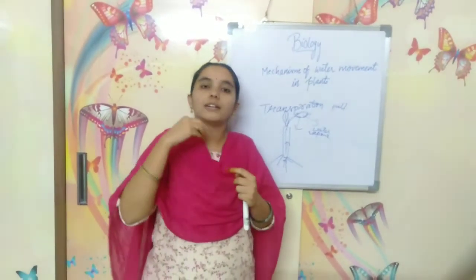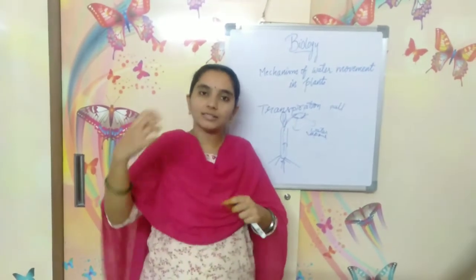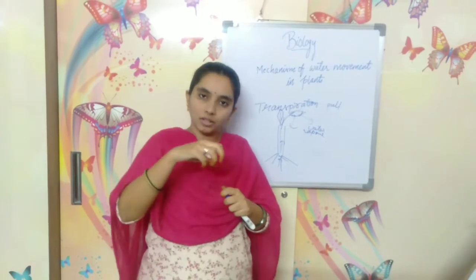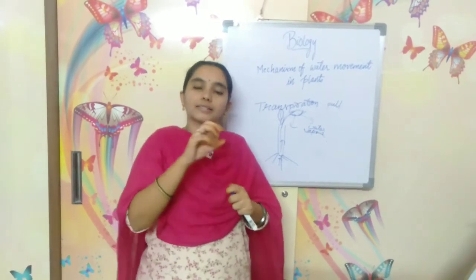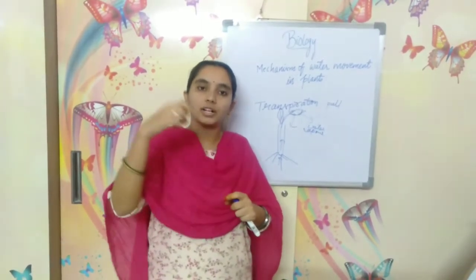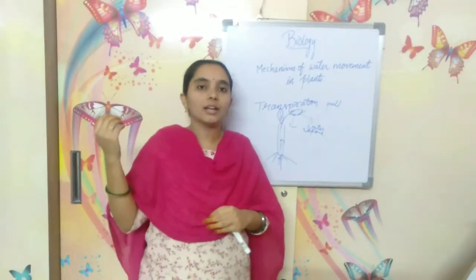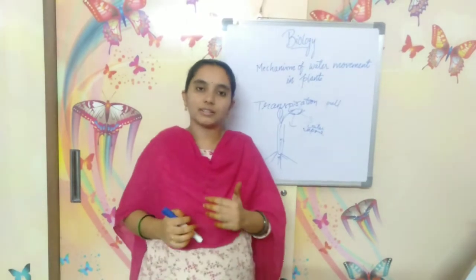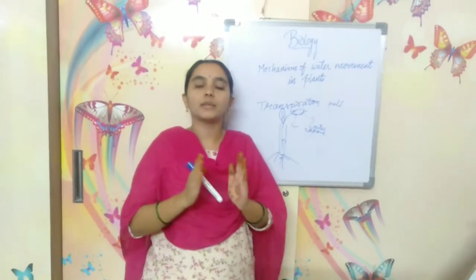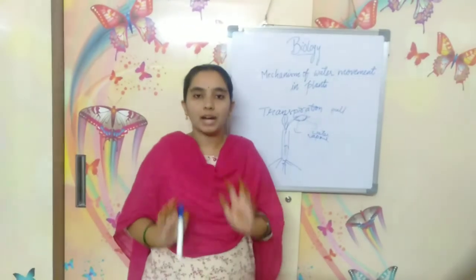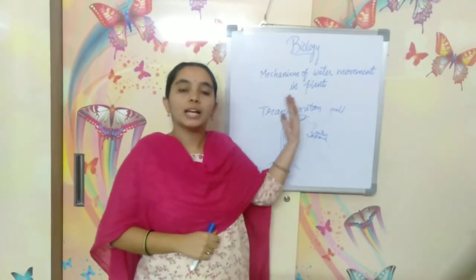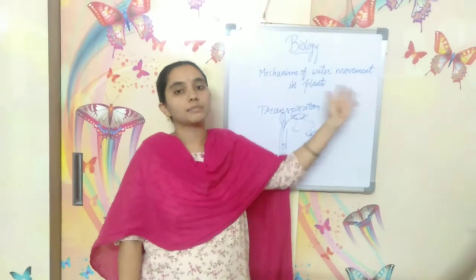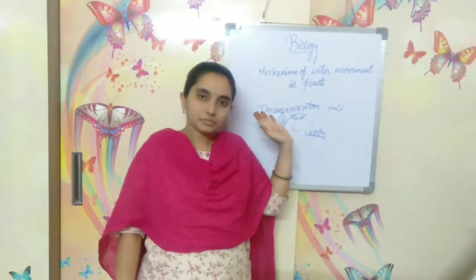When transpiration occurs, there is a pull acting on the water in the xylem bundles to give the water continuously to the top of the tree. In this way, transpiration helps in the movement of water in the plant. This is the mechanism involved in the transport of water in plants.